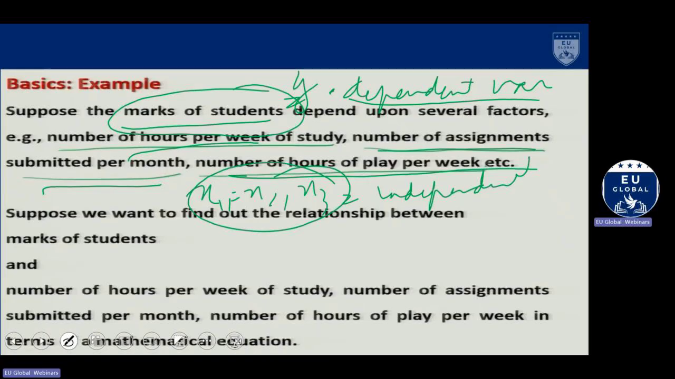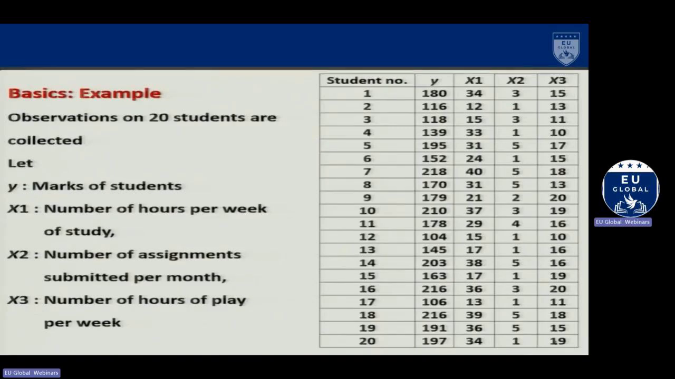So we have to see y is equal to f of x1, x2, and x3. What does that mean? The value of y is a dependent variable and it is dependent upon x1, x2, and x3, where x1 is the number of hours per week of study, x2 is the number of assignments submitted per month, and x3 is the number of hours of play per week. If we want to find the relationship between the marks of students and these factors in terms of a mathematical equation, we have to use a mathematical equation in this.